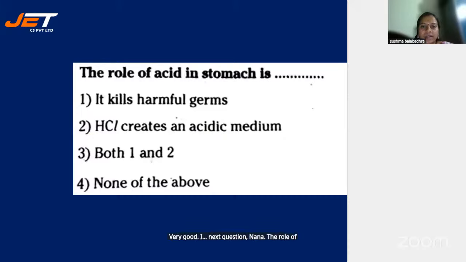The role of acid in the stomach is: option 1, it kills harmful germs; option 2, HCl creates an acidic medium; option 3, both 1 and 2; option 4, none of the above. What does acid do mainly in the stomach? What is the role of acid in the stomach? Everyone should answer this. It is a very easy question, I expect it from everyone.